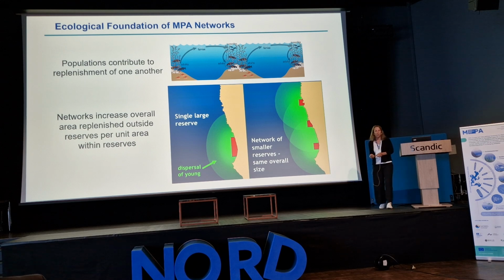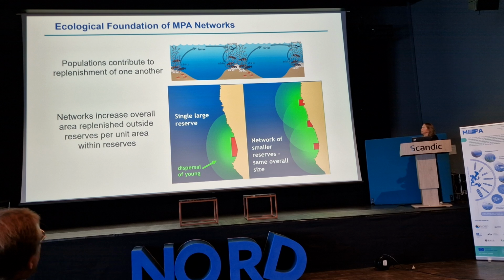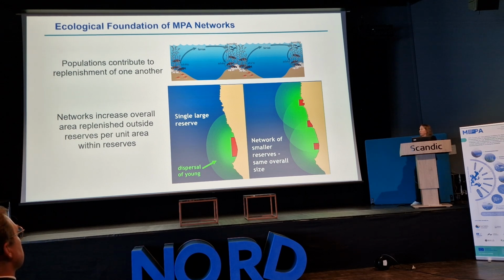On the topic of networks, I probably don't need to explain this to this group. There's been a lot of great talks about the importance of networks for various reasons, insurance against catastrophe and so forth. So just in terms of population connectivity, the idea here is that by having a network of highly connected, in our case, smaller MPAs, populations may be able to contribute to replenishment, both to the MPAs and to outside areas, right?